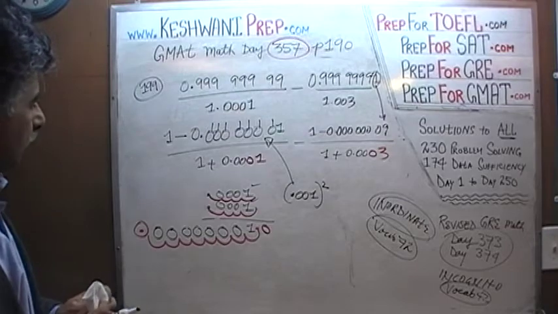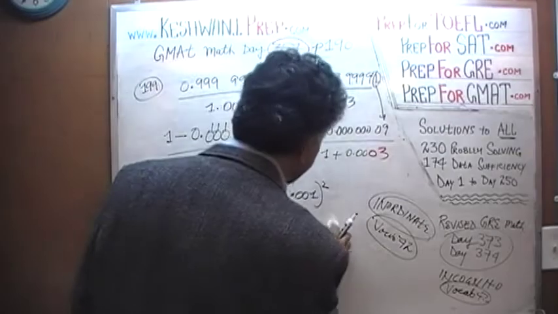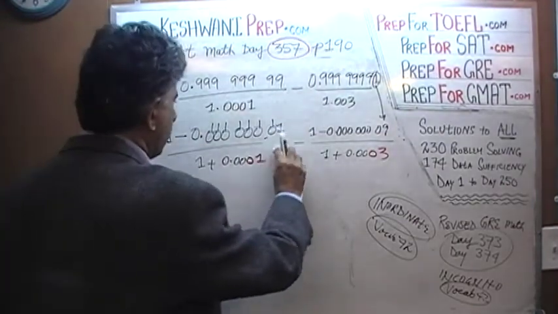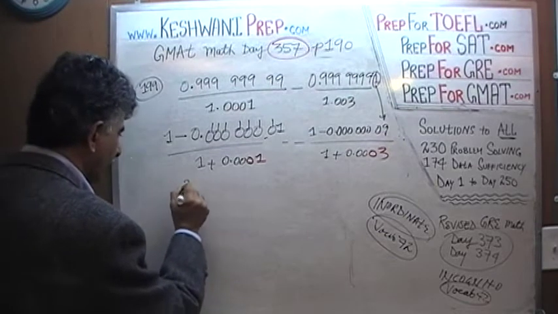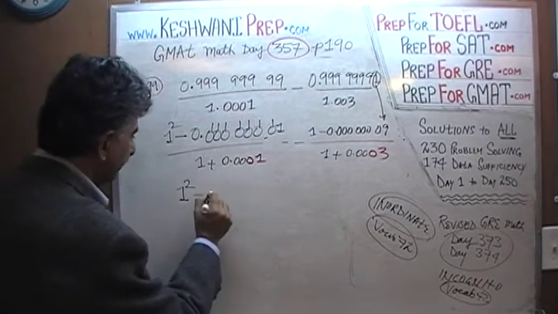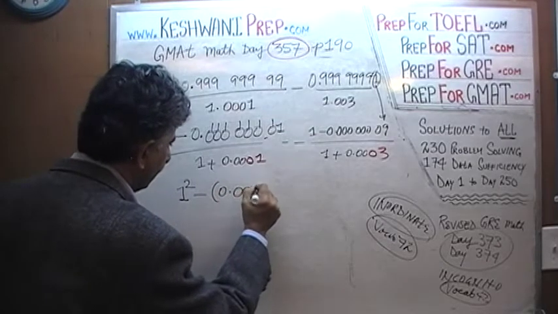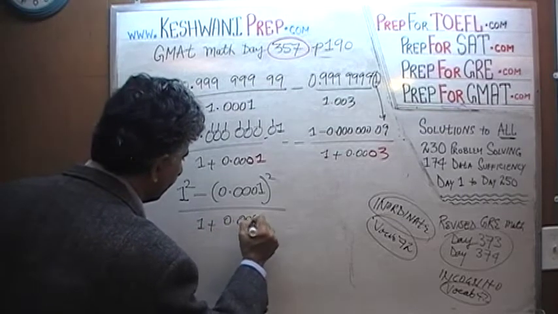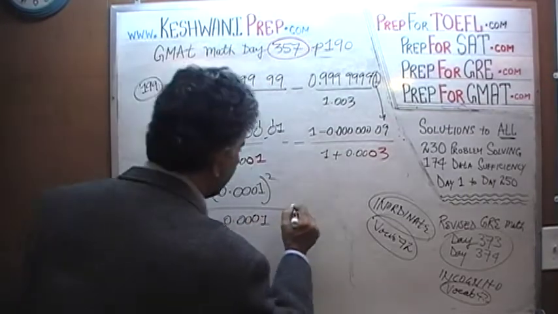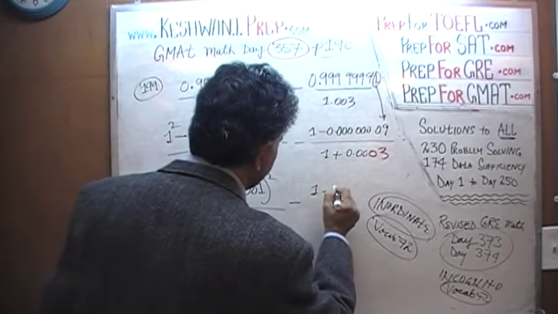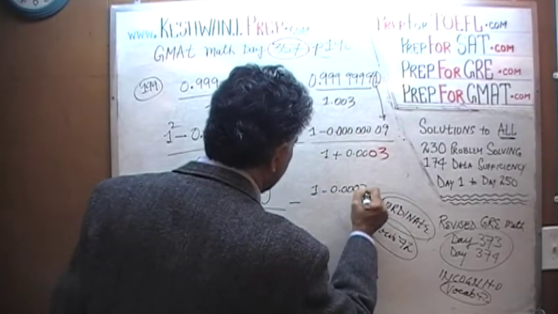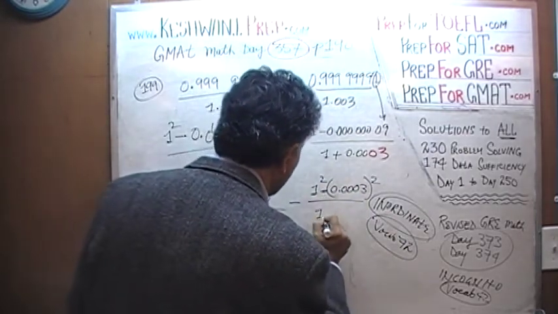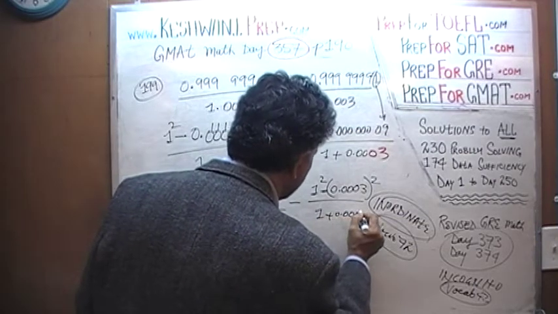That's what we're going to do. Let's do it here. I need the room. So this can be written as 1 squared, because this is just 1 squared, minus 0.001 squared. And on the bottom we have 1 plus 0.001. Similarly here we have minus 1 minus 0.0003 squared, 1 squared, over 1 plus 0.0003.